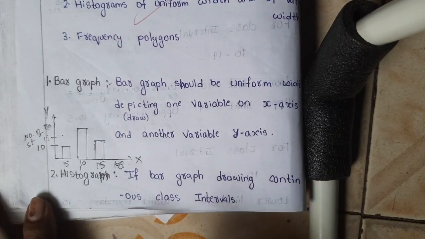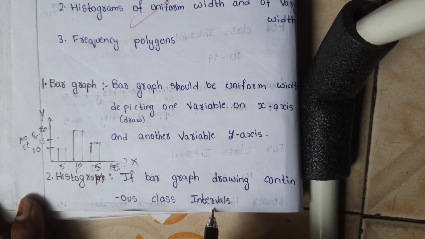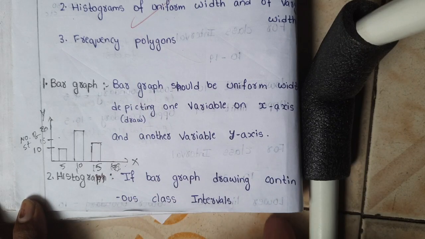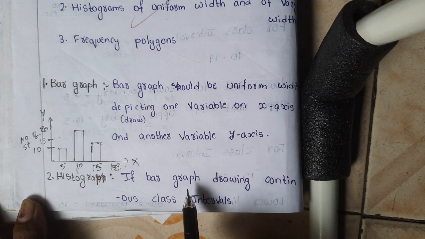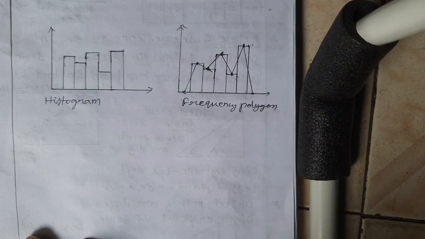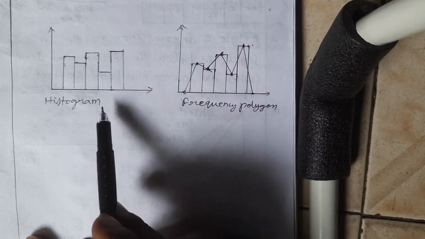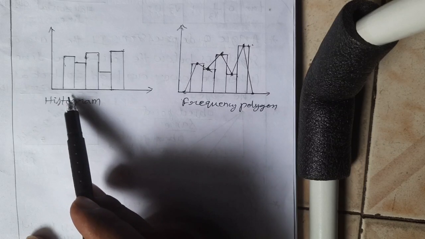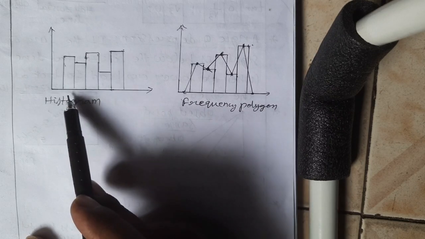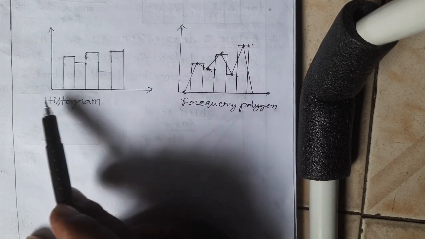Histogram, not histograph, histogram you must observe. If a bar graph is drawn with continuous class intervals, that is a histogram. I shall show in a picture. See, this is a histogram. Previously what we have discussed, you can take like that. Histogram means any continuous class intervals are present and the bars are attached. Histogram means a bar graph that is continuously observed.